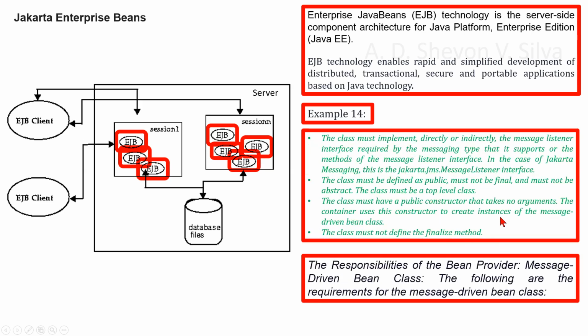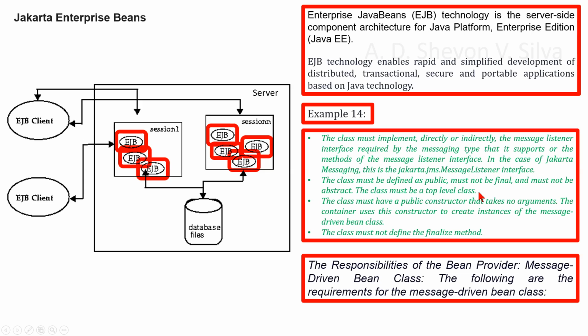Now we are considering the message-driven bean class, in the responsibilities of the bean provider. The following are the requirements for the message-driven bean class. The class must implement, directly or indirectly, the message listener interface required by the messaging type that it supports, including all the methods of the message listener interface. In the case of Jakarta messaging, this is the jakarta.jms.MessageListener interface. The class must be defined as public, must not be final, and must not be abstract.